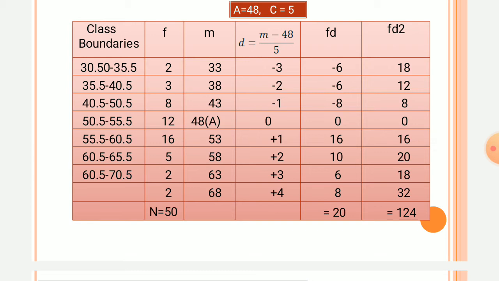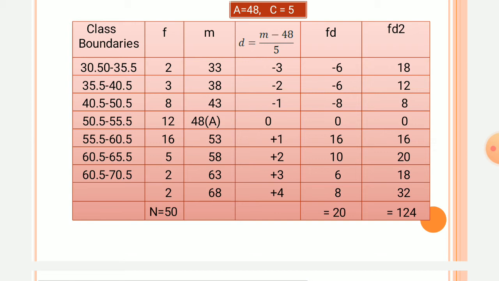Now the product of f into d, fd: 2 into minus 3 is minus 6, 3 into minus 2 is minus 6, 8 into minus 1 is minus 8, 12 into 0 is 0, 16 into 1 is 16, 5 into 2 is 10, 2 into 3 is 6, 2 into 4 is 8. Now fd into d, fd square. This is the last step, in which we calculate the product of fd and d.